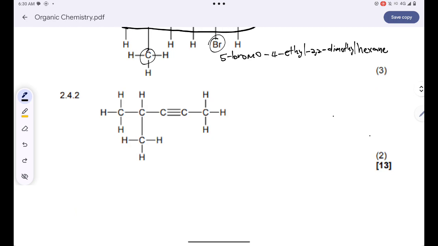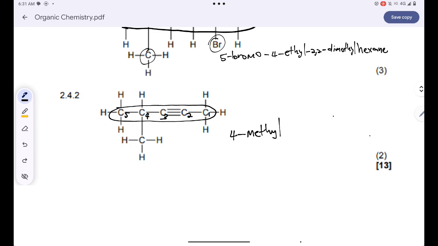Okay, and then over here, the parent chain is the one that has the alkyne, the triple bond. Are you together? And I must always start numbering my carbons from the terminal which is closer to the triple bond. So this will be carbon number 1, carbon 2, 3, 4, and 5. I can see that in carbon number 4, I have a side chain there. So I'll start by mentioning the side chain. This will be 4-methyl.